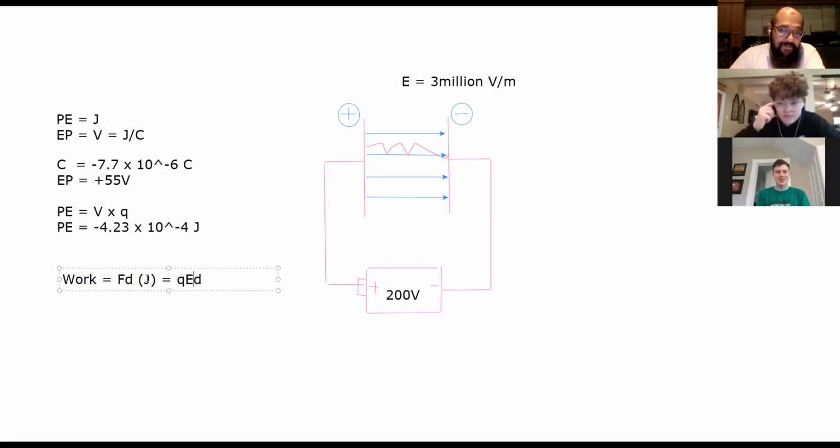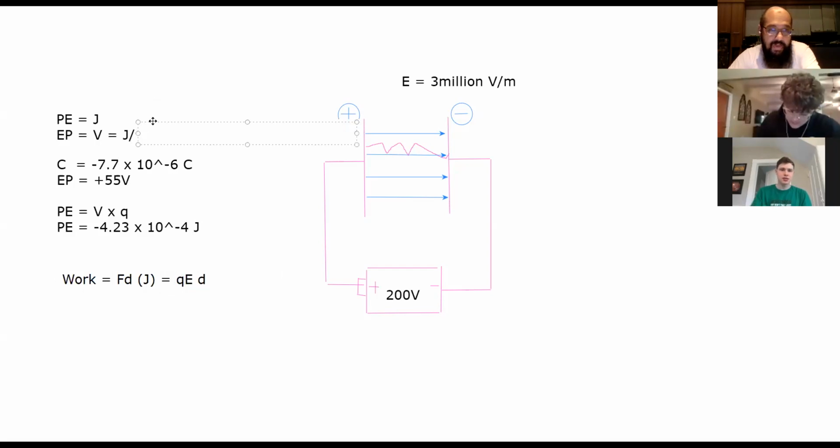Okay, so your charge is this bit here. You've got your volts equals joules per coulomb. So this is your charge. Okay, so you have your charge here. This is what you'll be measuring in coulombs.